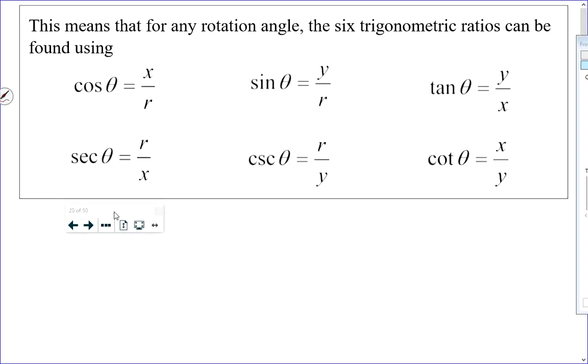If cosine of theta is x over r, which it is, and secant of theta is the reciprocal of cosine of theta, then secant of theta is r over x. You flip it over. If sine of theta is y over r, and cosecant of theta is the reciprocal of sine of theta, then we reciprocate y over r and get r over y. If tangent is y over x, then cotangent must be x over y because cotangent and tangent are reciprocals.